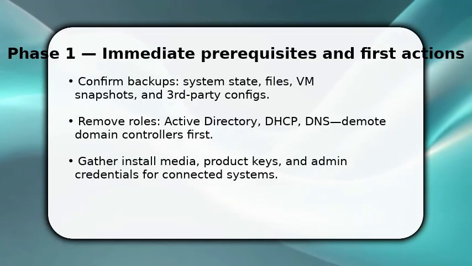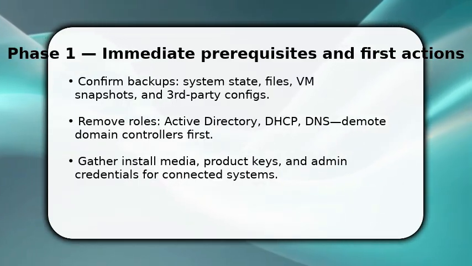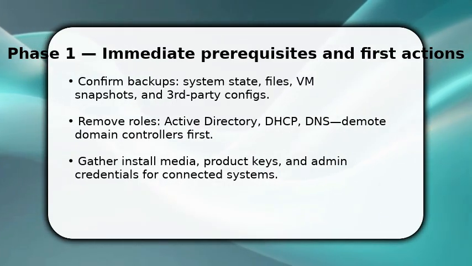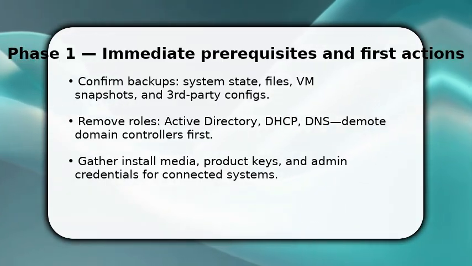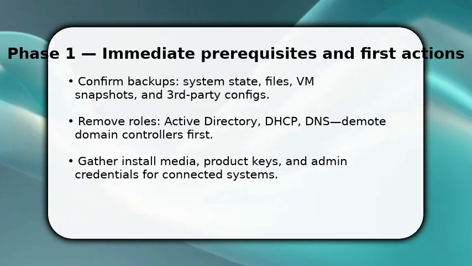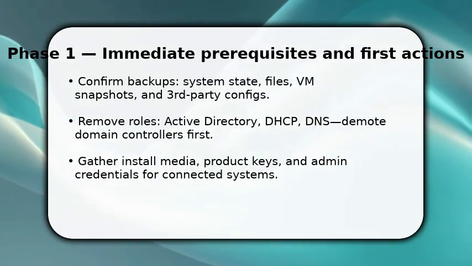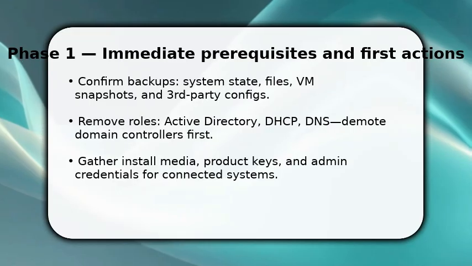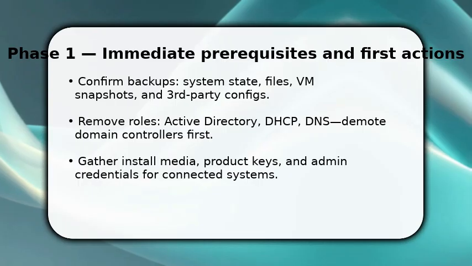You start by verifying prerequisites and taking decisive early actions. First, confirm a full backup of system state, files, and VM snapshots so you can recover if needed. Next, check role dependencies and begin demotion. For a domain controller, demote AD before uninstalling. Once done, collect install media, product keys, and admin credentials for any connected machines.